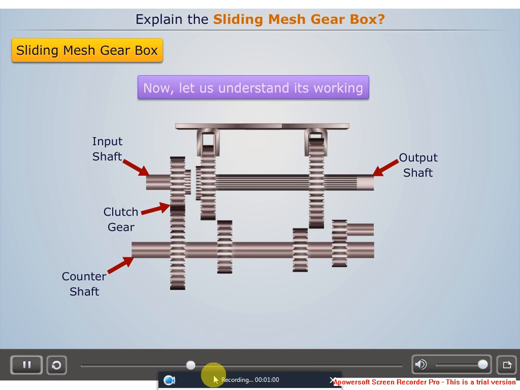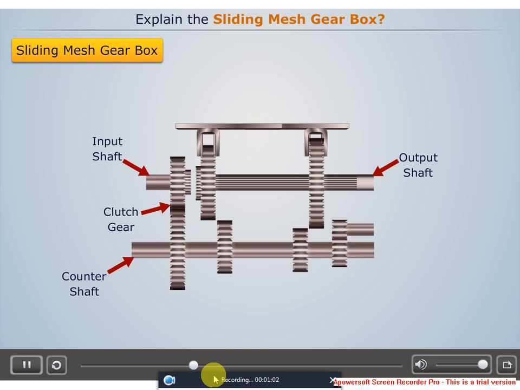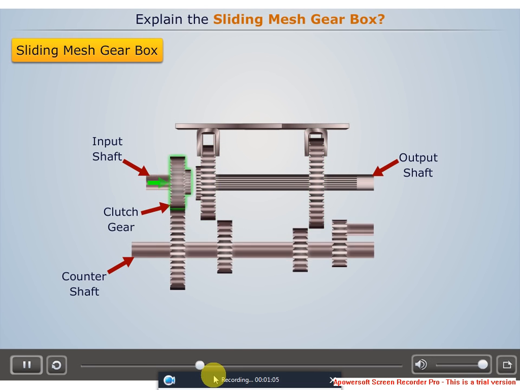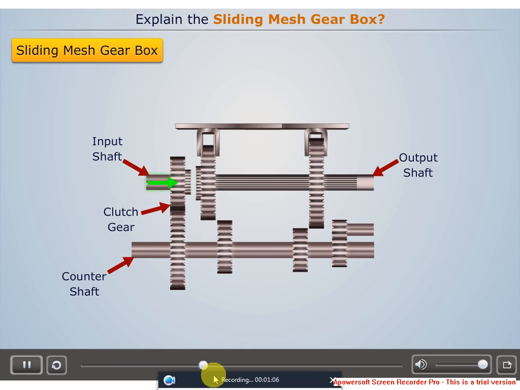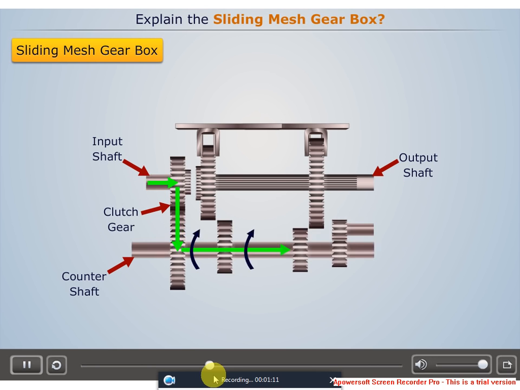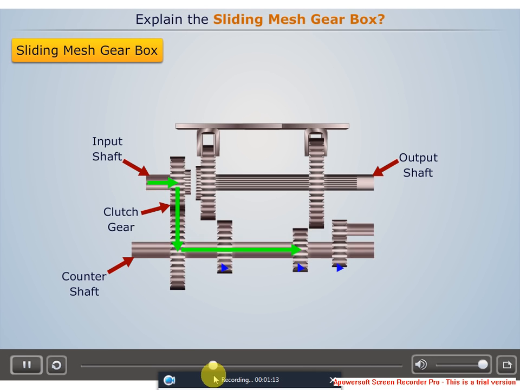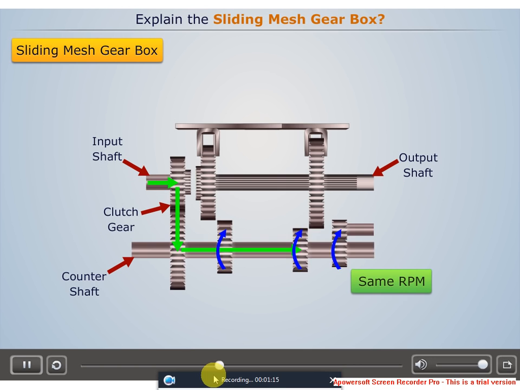Now let us understand its working. The power from the engine gets transmitted to the clutch gear through the clutch shaft. The clutch gear, being enmeshed with the lay shaft gear, starts rotating the lay shaft. This in turn rotates all the gears on the lay shaft at the same RPM.